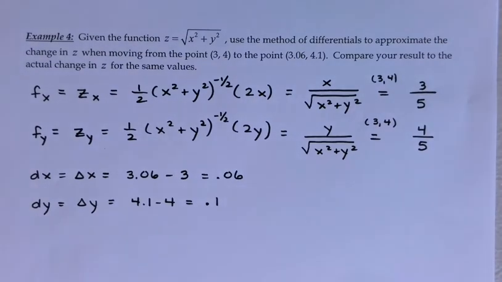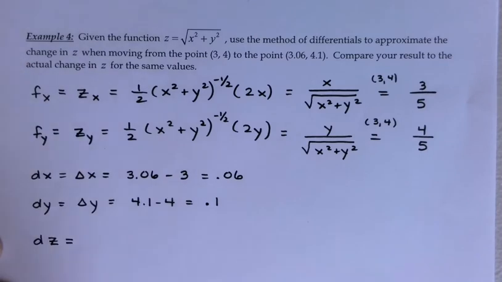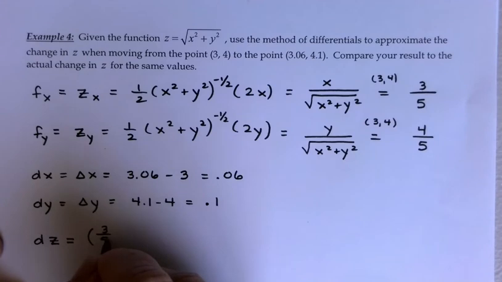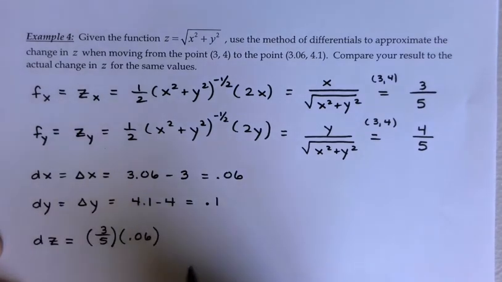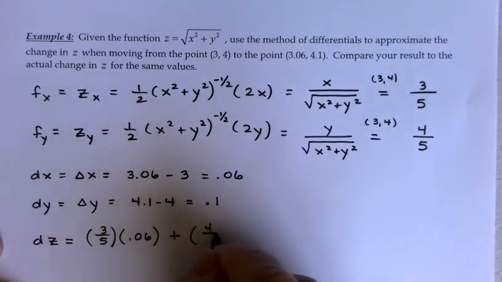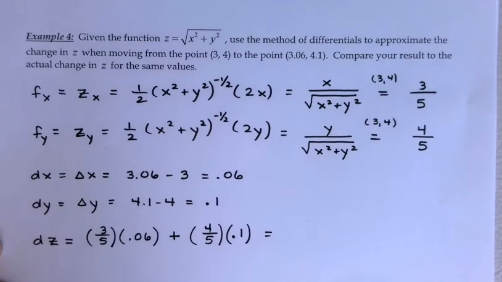All right, to get our differential, our approximation for the change in z, we're going to take our f sub x, 3/5, times the dx, 0.06, plus f sub y, 4/5, times dy, 0.1. And you could just do that on a calculator.